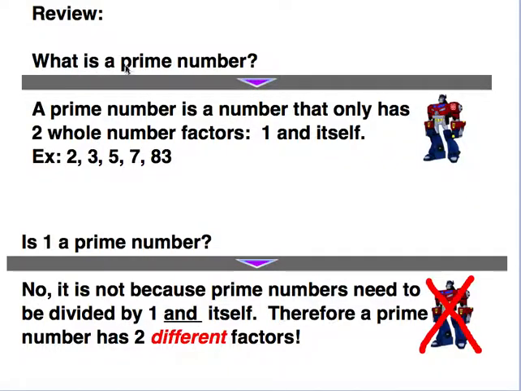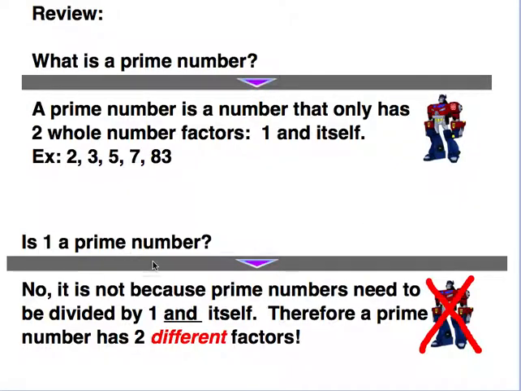What's the definition of a prime number? So a prime number is a number that only has two whole number factors, and that's 1 and itself. So numbers 2, 3, 5, 7, 11, 83, all of these are prime numbers, okay?